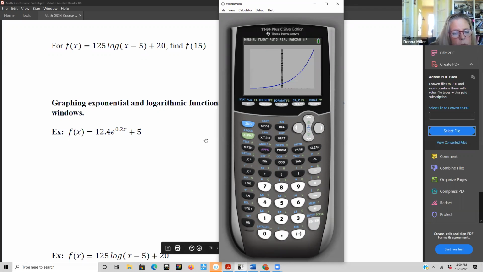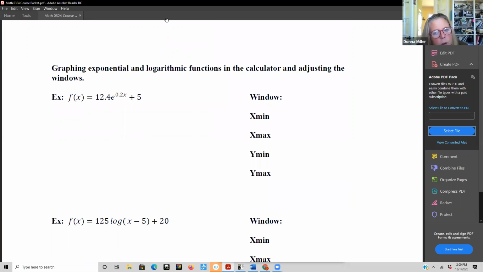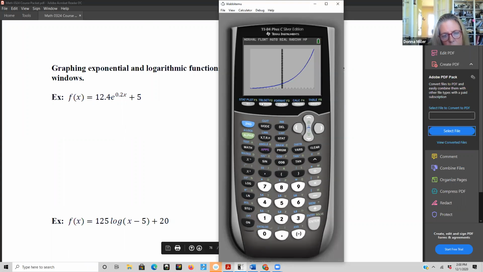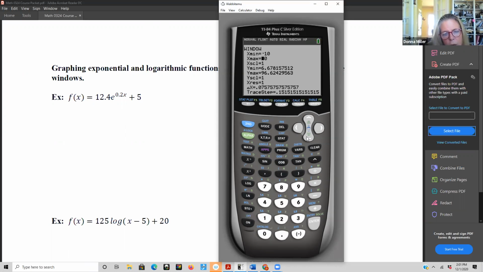So if I wanted to graph this, I could do it that way. But exponentials all have certain characteristics you want to be aware of. So let me show you what the window is. I can adjust this. I know it doesn't go lower than 5, so I'm going to change my Y min to 0, just so you can see that. And my Y max, I'll make it 100, just to get rid of all those nasty decimals.